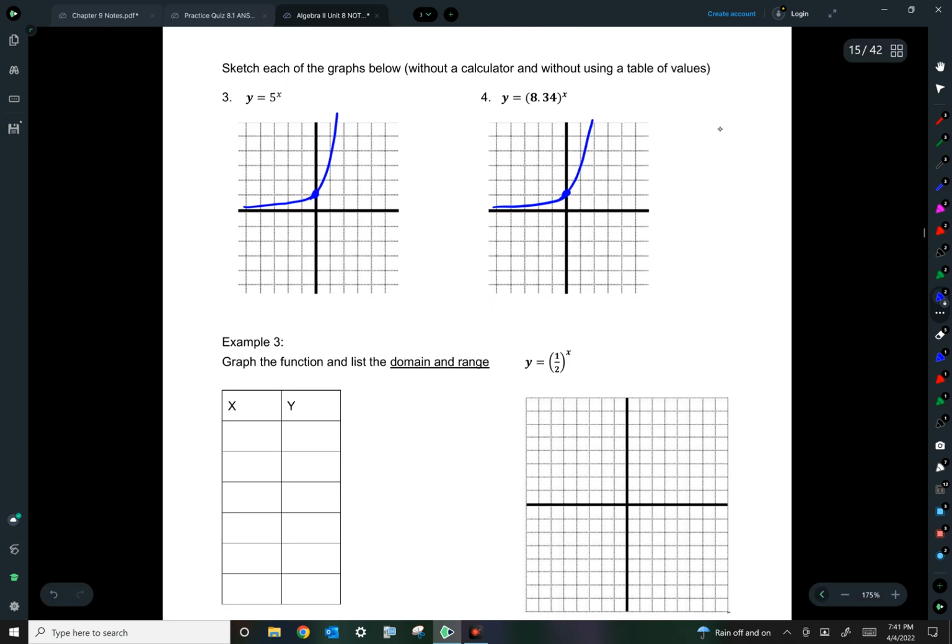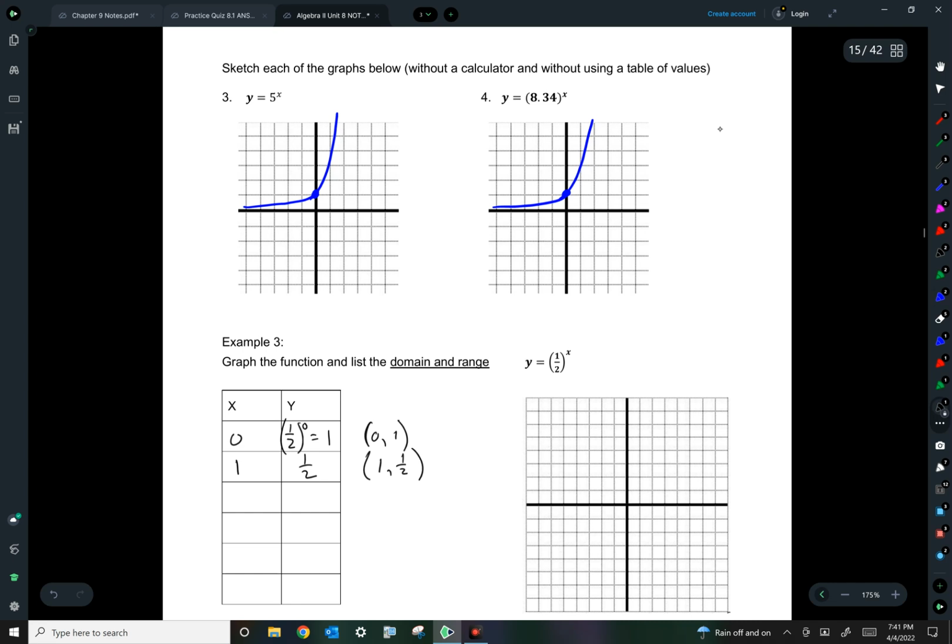So let's do some ordered pairs on this one. If I put in 0, I'm going to have 1/2 to the 0, which is still 1. Okay, so I've got the ordered pair 0, 1. So that part's not different. All right, what if I put in a 1? Well, if I have 1/2 to the first, isn't that just 1/2?